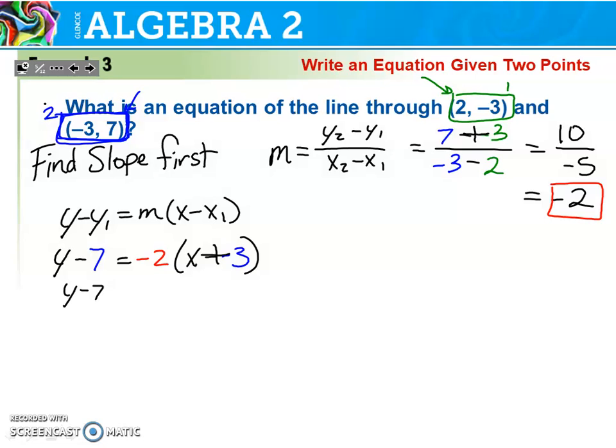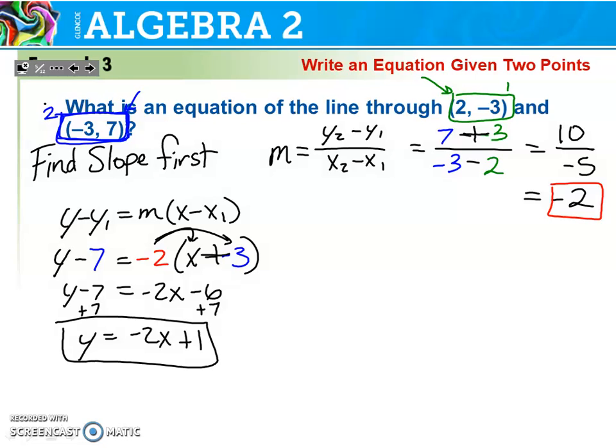So I've got y minus 7 equals, distribute our -2, so we've got -2x. Distribute our -2 to now a +3. -2 times 3 gives me a -6. Add 7 to both sides. I get y equals -2x plus 1.